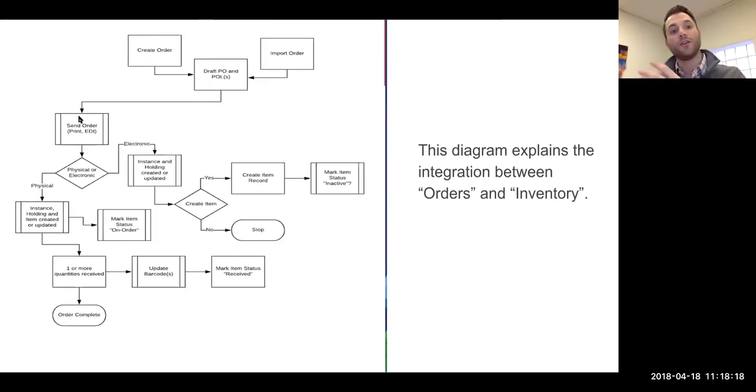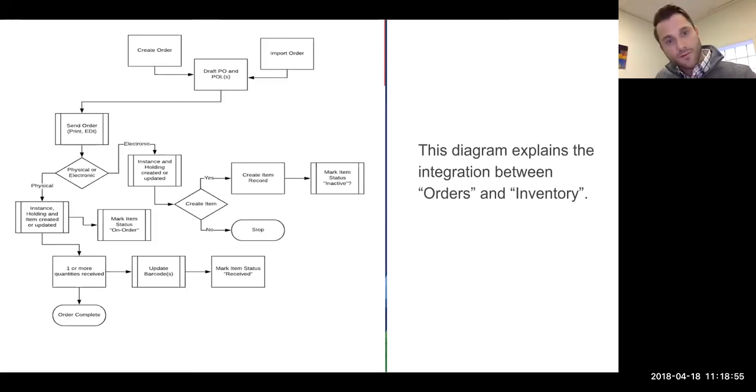And there are different methods that can be done, different ways that can be done, through EDI or actually printing and physically sending that. The system will decide, are these materials being ordered electronic? Are they physical? They could also be both. For electronic items, we need to create two things at a minimum in inventory. We need an instance and a holding. And I don't want to get into too much detail with respect to inventory unless we have specific questions about it. We can answer what we can.